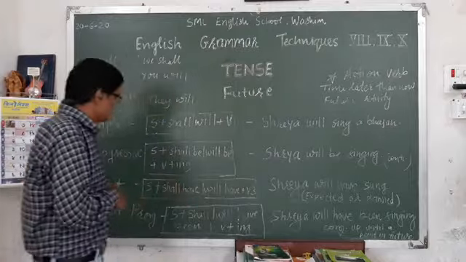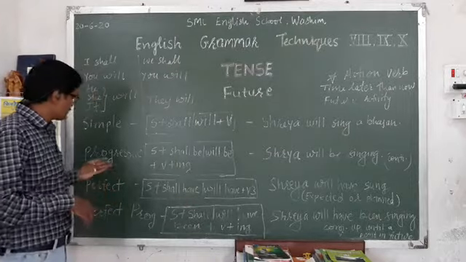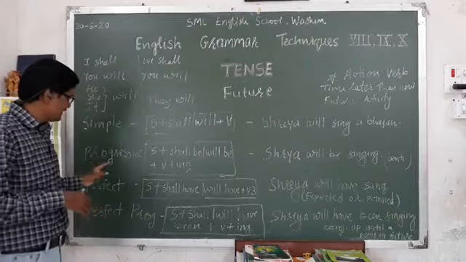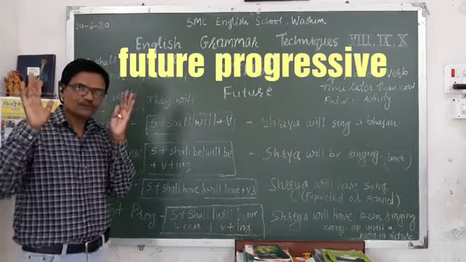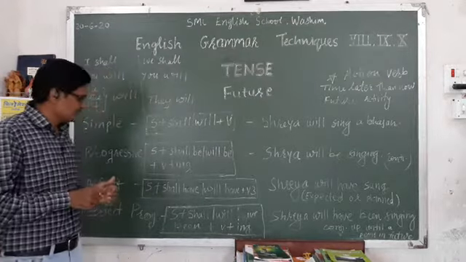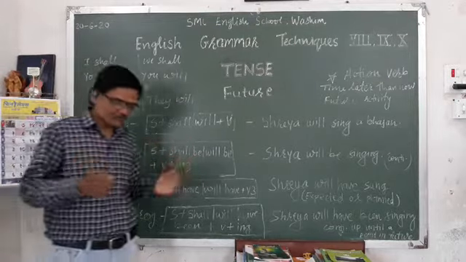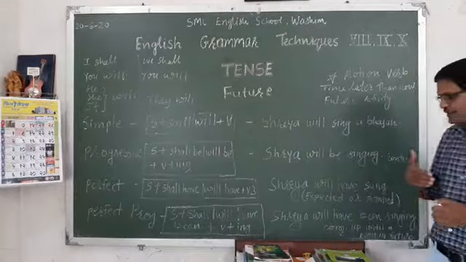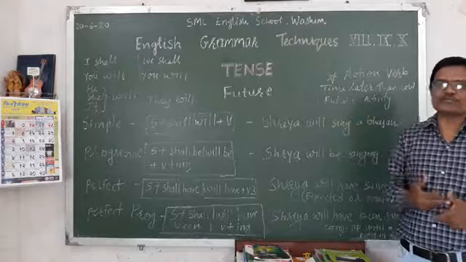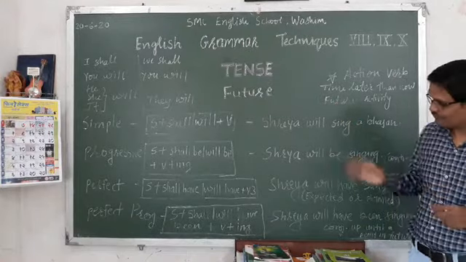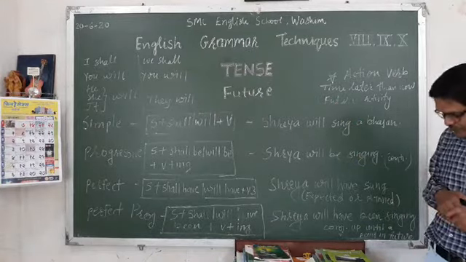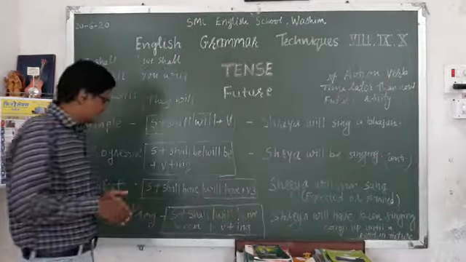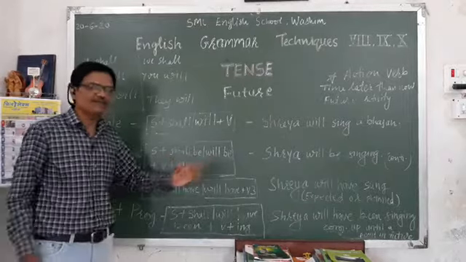Now secondly, we'll go through progressive tense. After simple future, we have progressive future tense. Progressive future tense, of course, is a continuous action, a progressive action that will go on in future time. For that, future continuous tense is useful. What is the formula? What is the structure of future progressive? Subject plus shall be, will be.